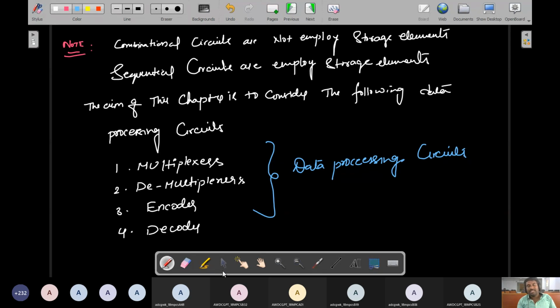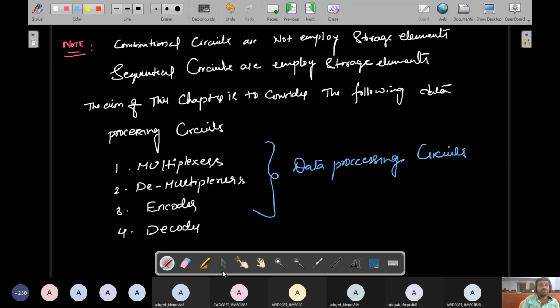So sequential circuits contain storage elements. That is, these devices already have combinational logic gate circuits inside, but in addition to the gates, there are storage devices also present. Combinational circuits don't have any storage devices inside. Sequential circuits have storage devices along with logic gates.